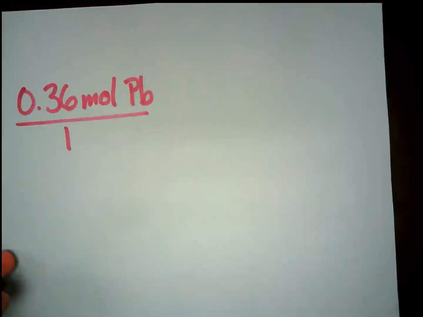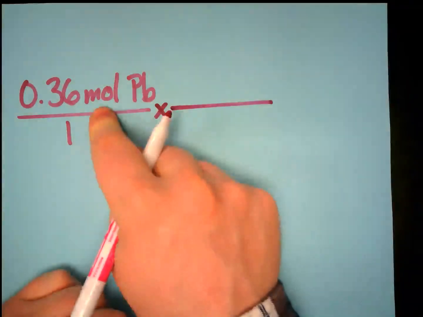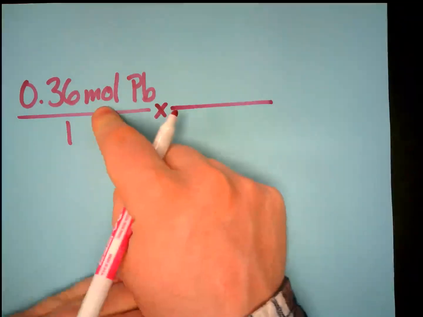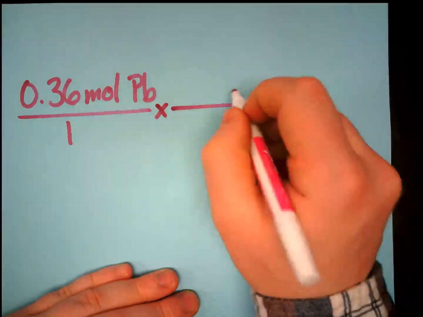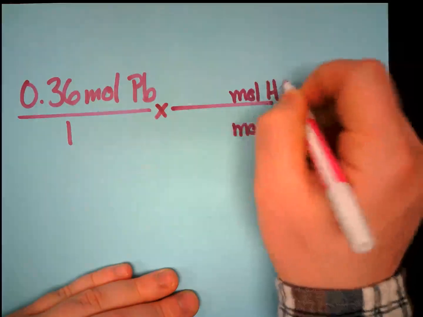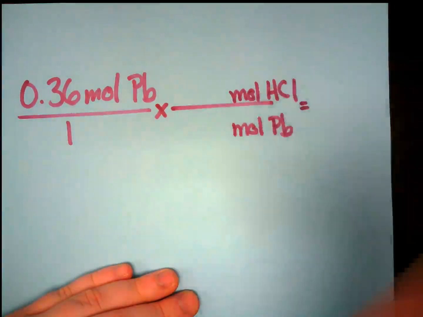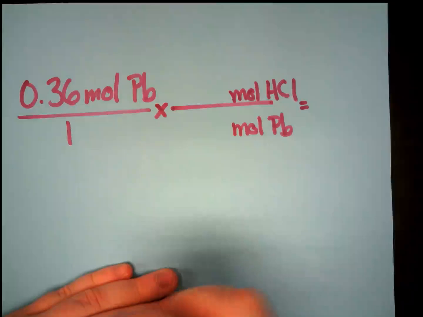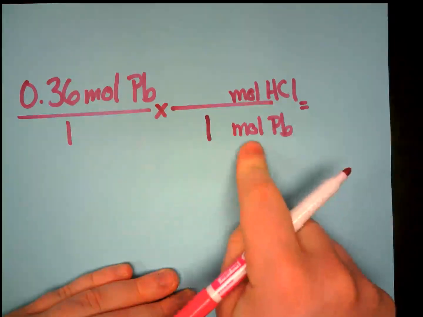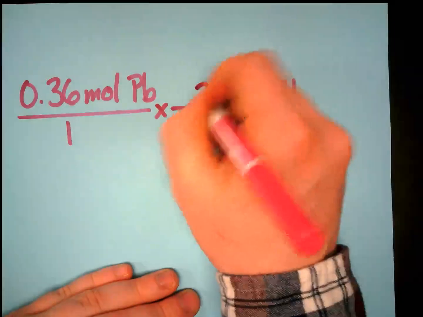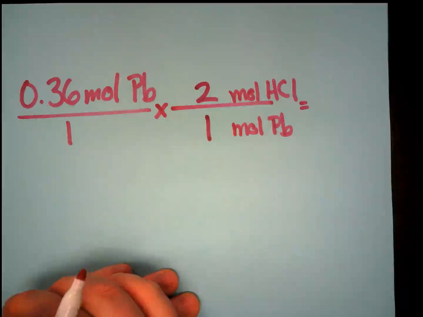To translate that into our conversion factor, we're starting with 0.36 moles of lead. So we know moles of lead are going to go on the bottom, and moles of hydrochloric acid are going to go up top. Now all we have to do is plug in our molar ratio: there's 1 mole of lead for every 2 moles of hydrochloric acid that will react together in this equation.